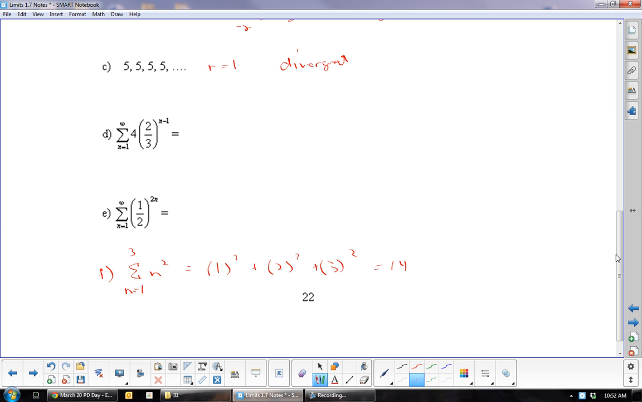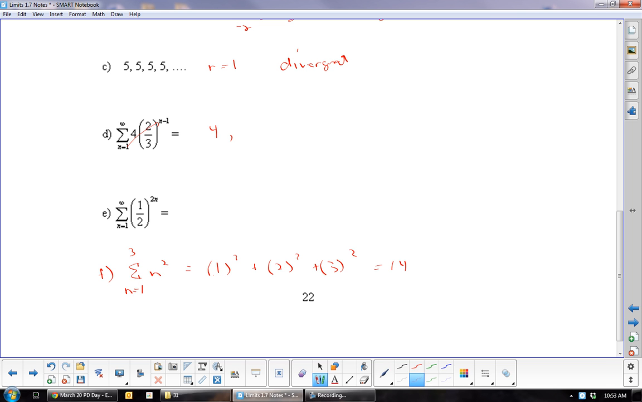Okay, so is D convergent? Well, first of all, what you always want to do is find out what the first three terms would be. Don't just do the first two, but the first three terms. So you want to put in 1 first. Okay, so you're going to put in 1 here. 1 minus 1 is 0. So the very first term would be 4.